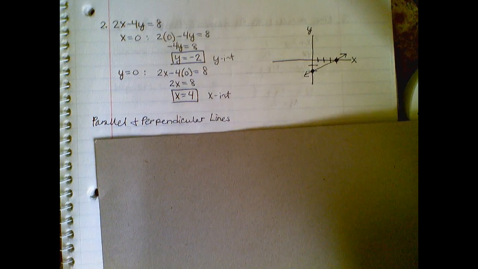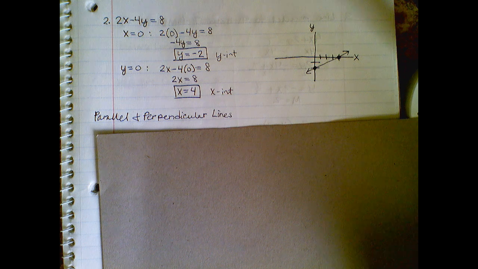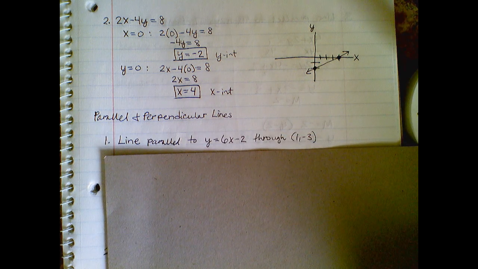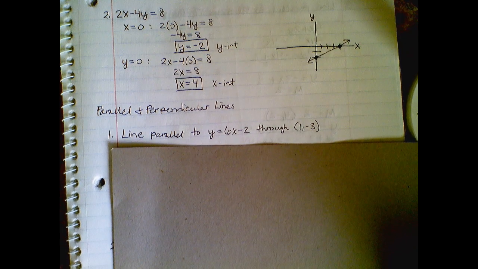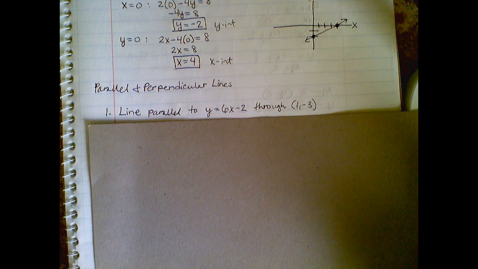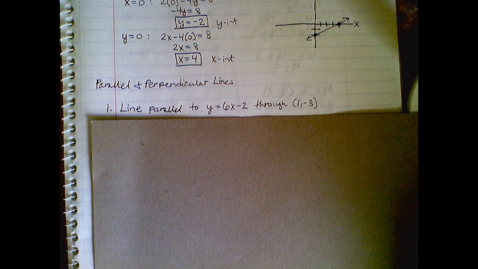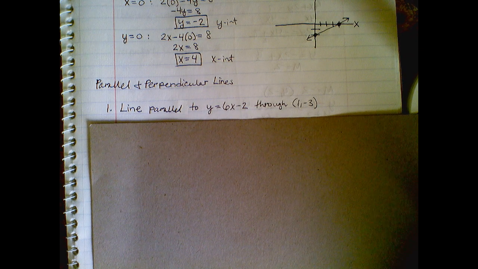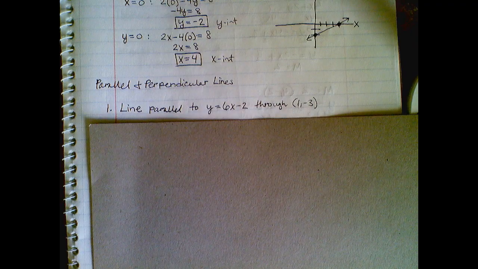Now, the last type of example we're going to go through in this lesson is talking about parallel and perpendicular lines. So the first thing we're going to talk about is parallel lines. So parallel lines, you need to put in your notes that if a problem talks about or refers to parallel lines, you want to know that parallel lines always have the same slope. So this first example I'm giving you says a line parallel to y equals 6x minus 2 that goes through the point (1, -3).